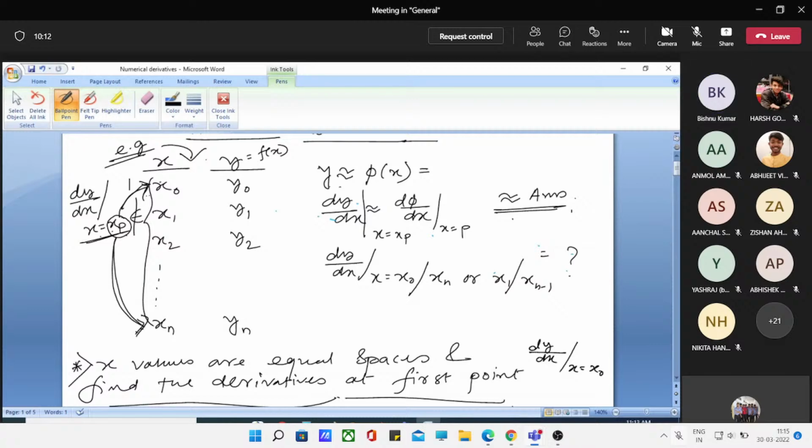So let's create the polynomial with the help of this: y equals y0 plus u del y0 and so on, where u equals x minus x0 by h. So can you do the derivative of this polynomial with respect to x?